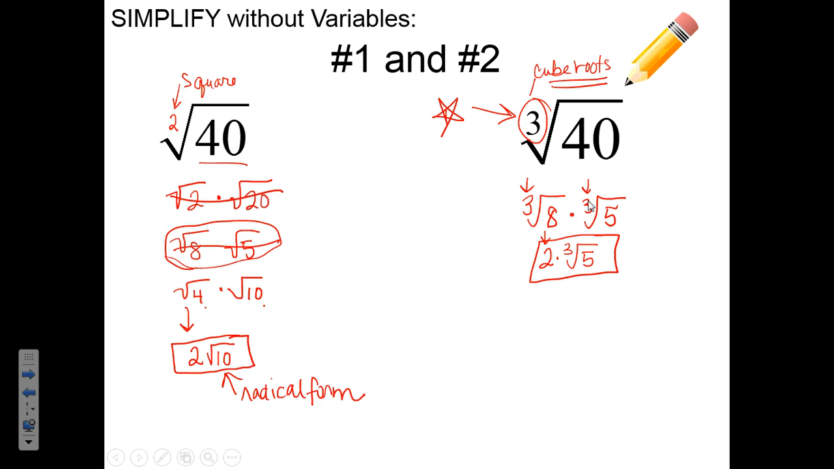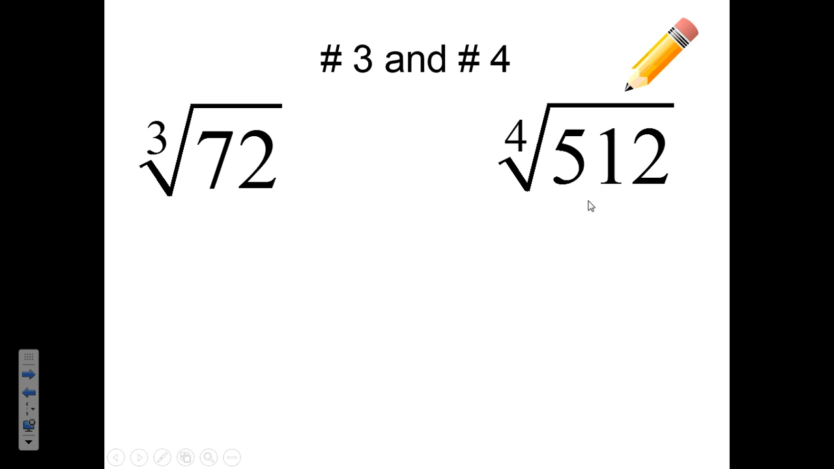Okay, so it's really important that I have my handy dandy root sheet available. Okay, here's example number 3 and number 4. These are the last 2 examples where we're simplifying our radicals without variables. This is the cube root of 72.